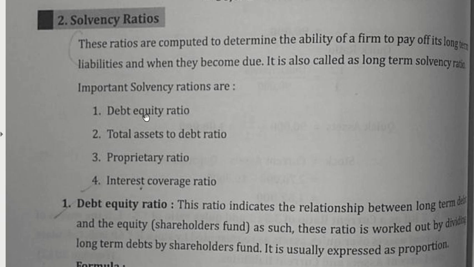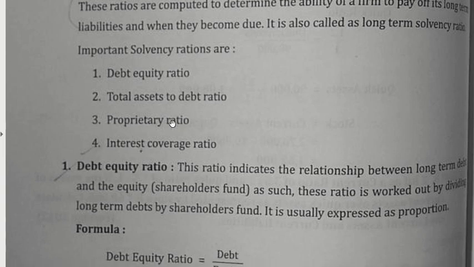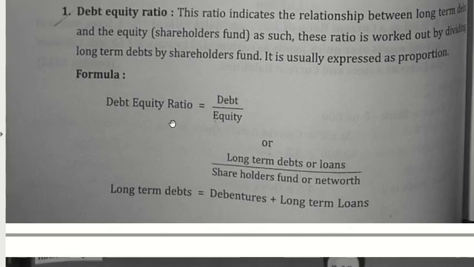The first one is debt equity ratio. Second is total assets to debt ratio. The third one is proprietary ratio, and the fourth one is interest coverage ratio. So the first one, debt equity ratio, basically shows the relationship between the long term debts and the shareholders fund. So the formula is debt divided by equity.